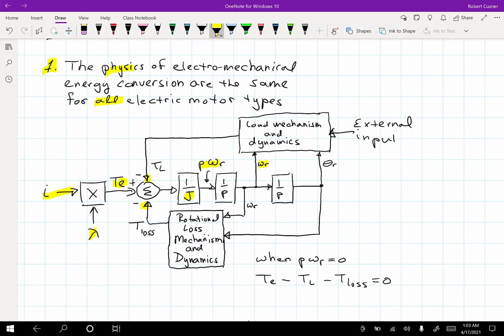The load torque is the result of some load mechanism and load dynamics. The rotational loss on the shaft is the result of some rotational loss mechanism, say bearings, friction, windage, and the associated dynamics of that. There will also be a rotor position that is the integral of the rotor speed. So this is the same for every type of machine.